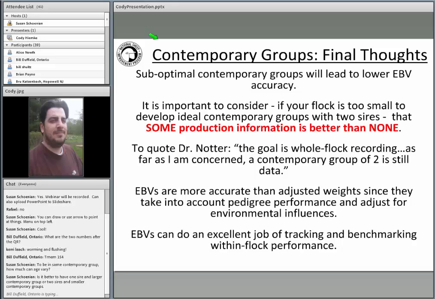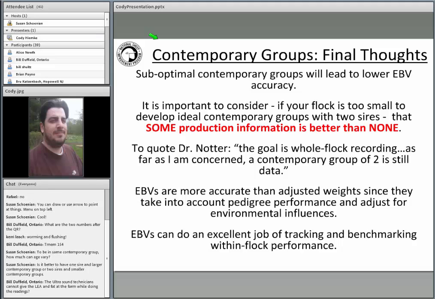We have 1 sire in larger contemporary groups. Susan, I believe large and small is kind of relative, but in general, I would say that if you're going to have 2 rams that'll produce 10 lambs each, or 1 ram that'll produce 20, you're going to be better off with 2 rams, because then you have that genetic competition between the 2 rams.